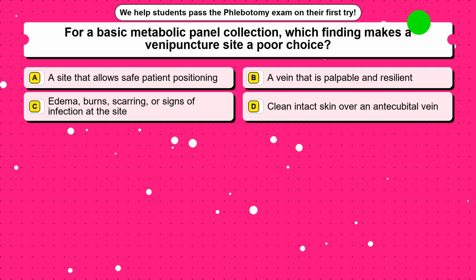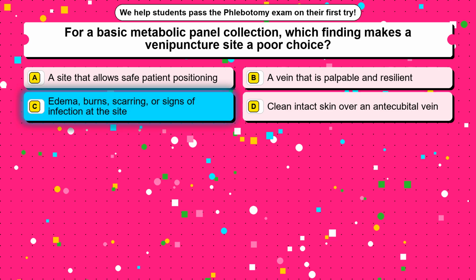Question 38. For a basic metabolic panel collection, which finding makes a venipuncture site a poor choice? Option A. A site that allows safe patient positioning. Option B. A vein that is palpable and resilient. Option C. Edema, burns, scarring, or signs of infection at the site. Option D. Clean intact skin over an antecubital vein.